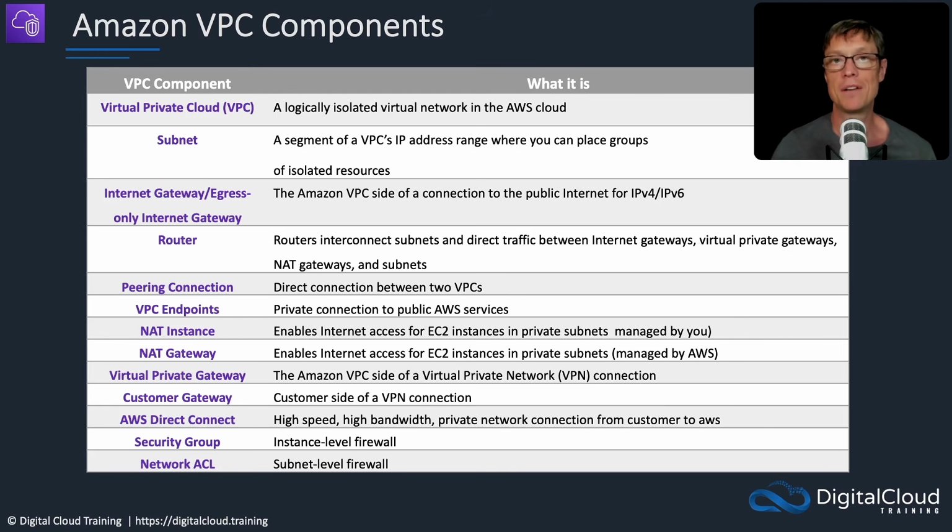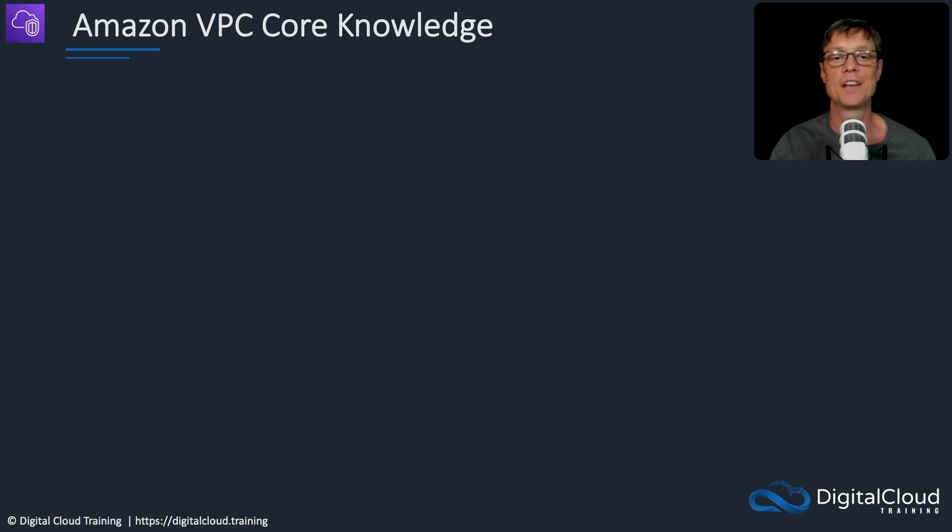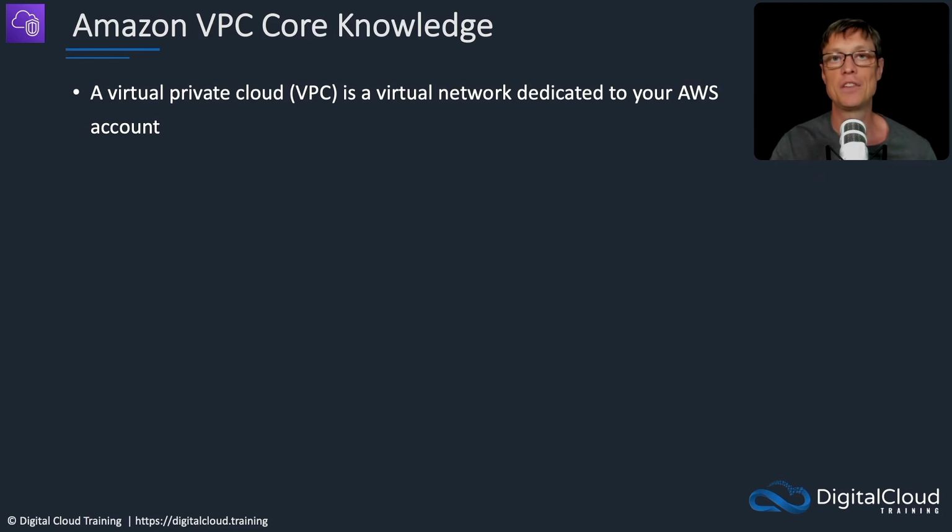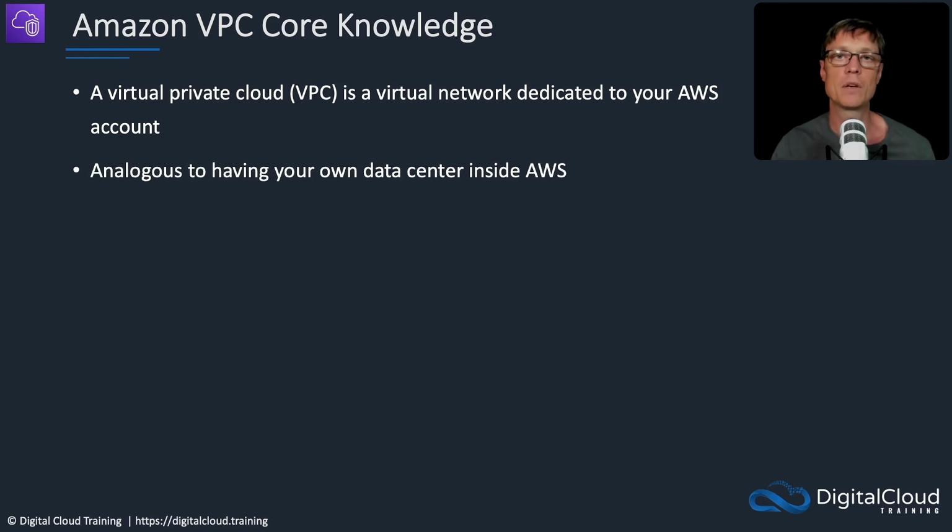We've used security groups quite a lot so far. They are what we call an instance level firewall because they operate at the level of the network interface attached to our EC2 instances. Then we have the network ACL. That's a subnet level firewall, so it only sees traffic going in and out of the subnet. So just to summarize that core knowledge, a VPC is a virtual network dedicated to your AWS account. It's similar to having your own data center inside AWS because you're able to have full control over what you do with defining your CIDR blocks, creating your own subnets, setting up your security, your routing, and so on. You have lots and lots of control.